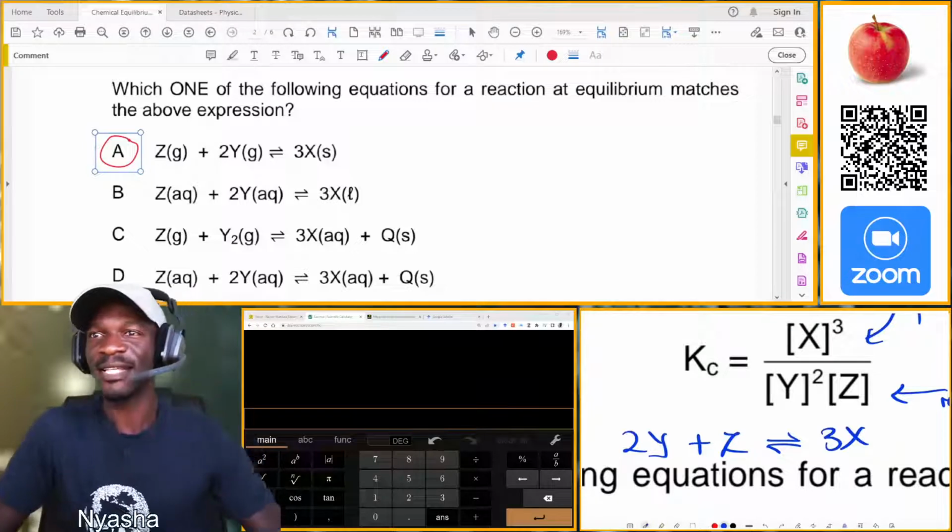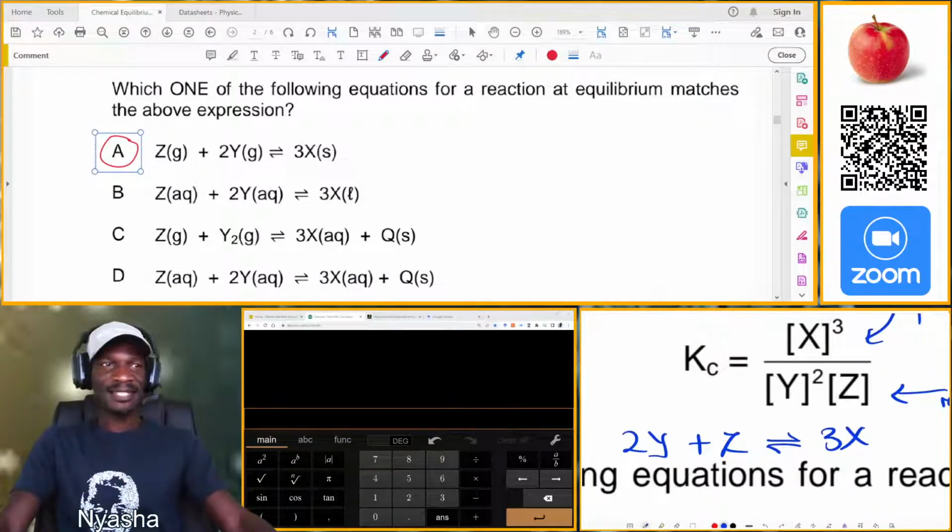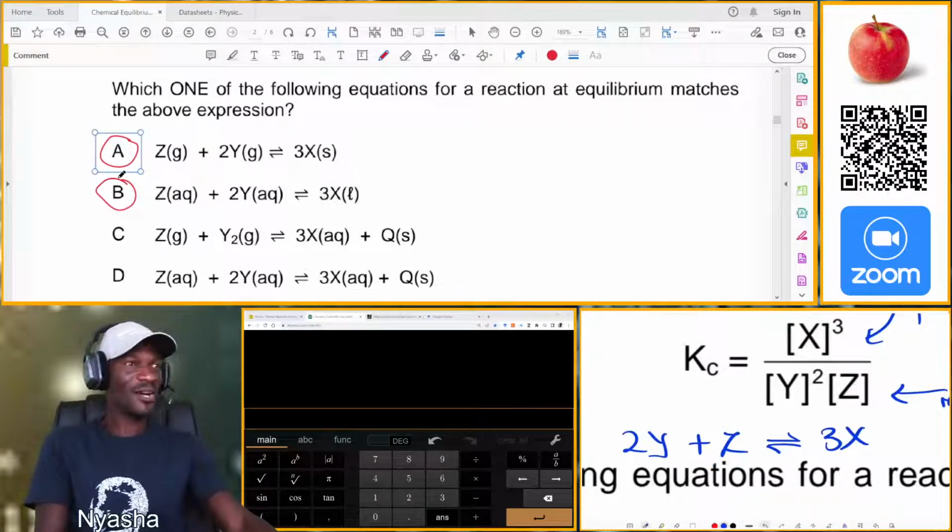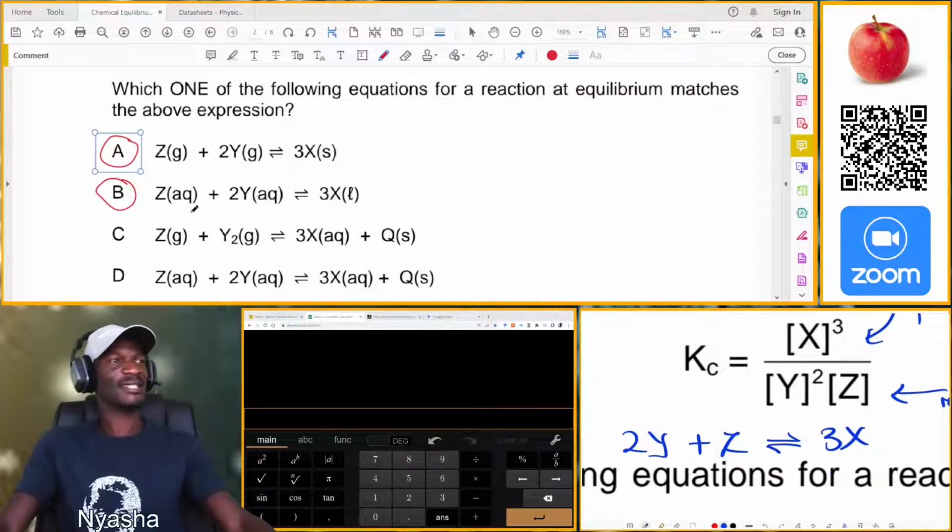The next one is another Z plus 2y. Z plus 2y is equal to 3x. So this one is a candidate again. We actually have our Z, we have our 2y, and we have our 3x. So it's a candidate. Next one, okay, so this one is out.